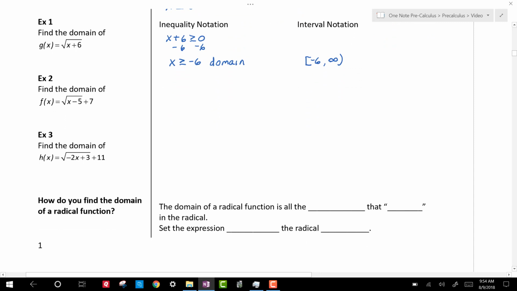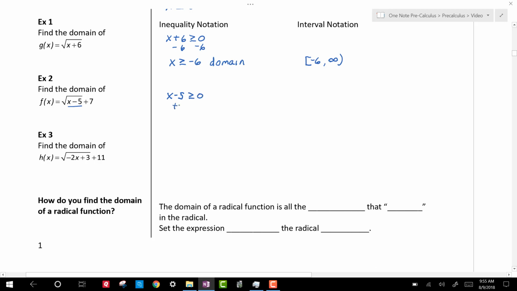All right. Find the domain. Now, this time I've got numbers inside the radical and numbers outside the radical. These numbers outside the radical, they don't affect the domain at all. The only thing that affects the domain is what's inside the radical right here. So I don't care about the +7, I just need to keep that radical greater than or equal to 0. So I know that x minus 5 has to be greater than or equal to 0.